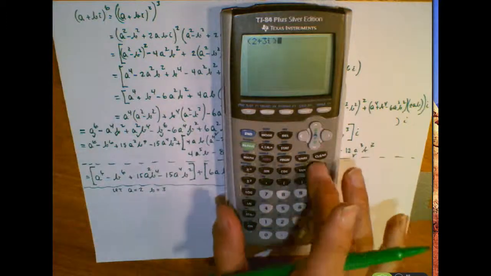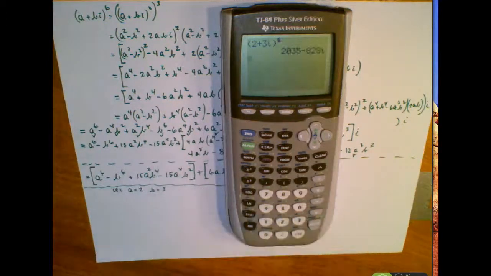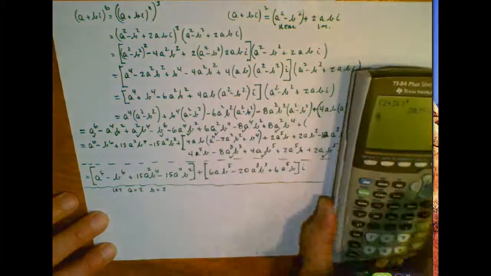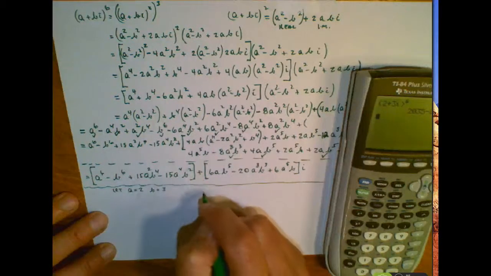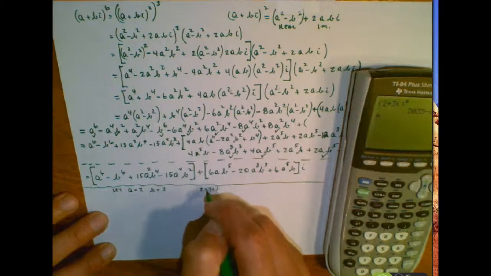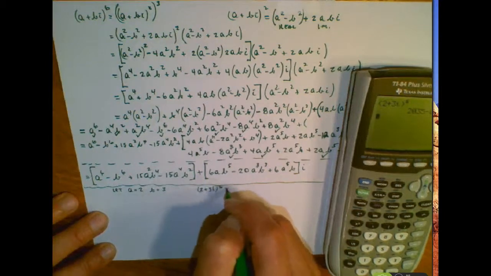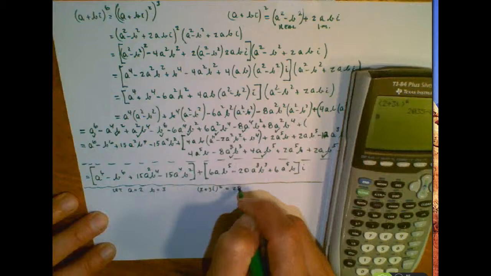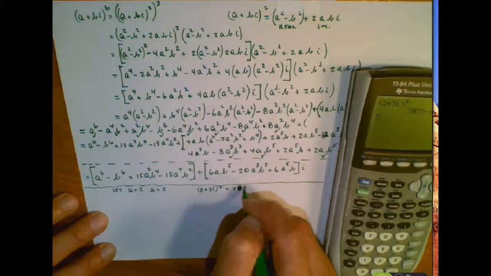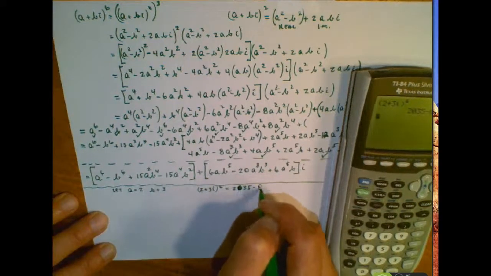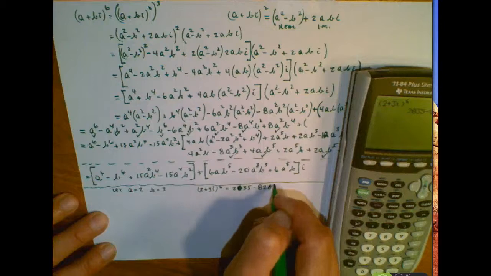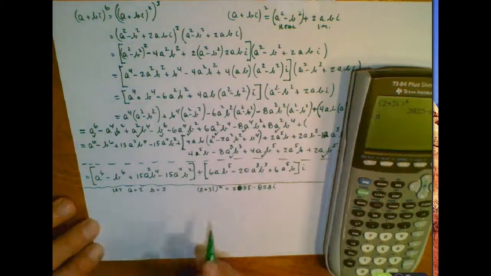So we'll group that. We'll raise it to the sixth power. And if we did our work right, 2 plus 3i to the 6th power should be equal to 2035 minus 828i. Let's check our work now.